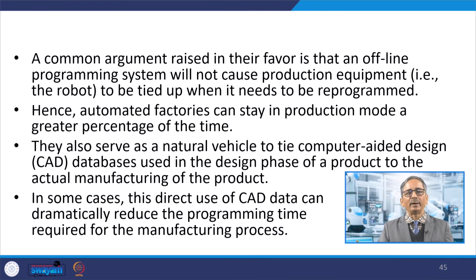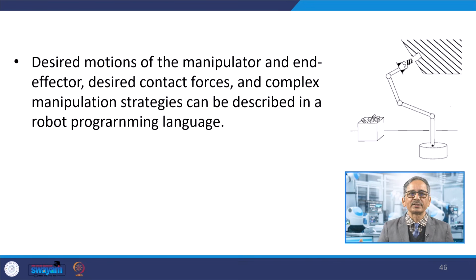Okay, a very common argument raised in favor of offline programming is that it will not cause production equipment to be tied up when it needs to be reprogrammed. Hence automated factories can stay in production mode for a greater percentage of time. And of course they take help of the computer aided design database for doing this type of activity. The desired motion of the manipulator and end effector, desired contact forces and complex manipulation strategies can be described in the robot programming language.